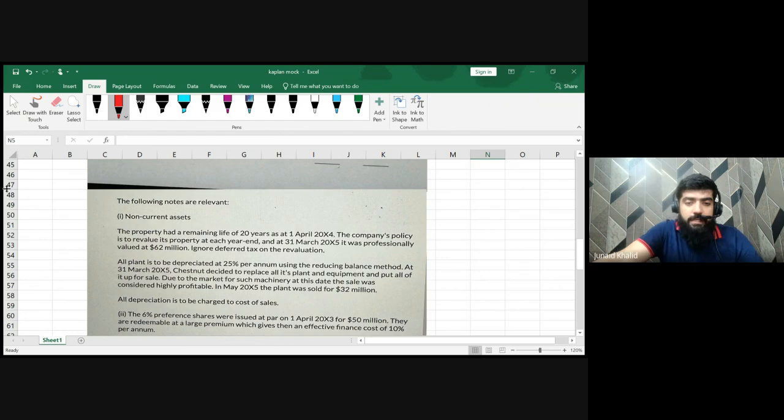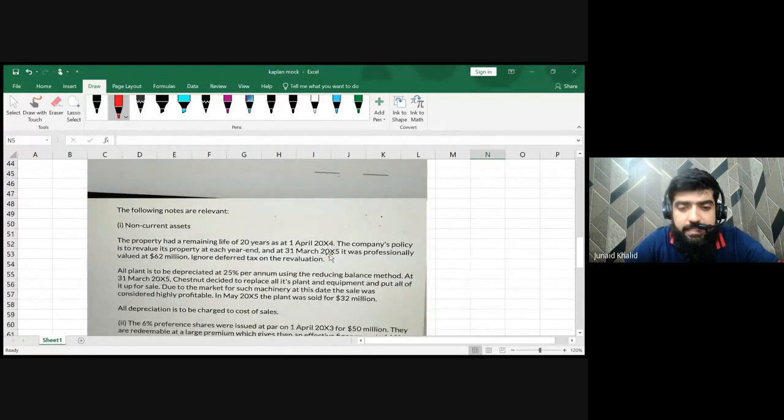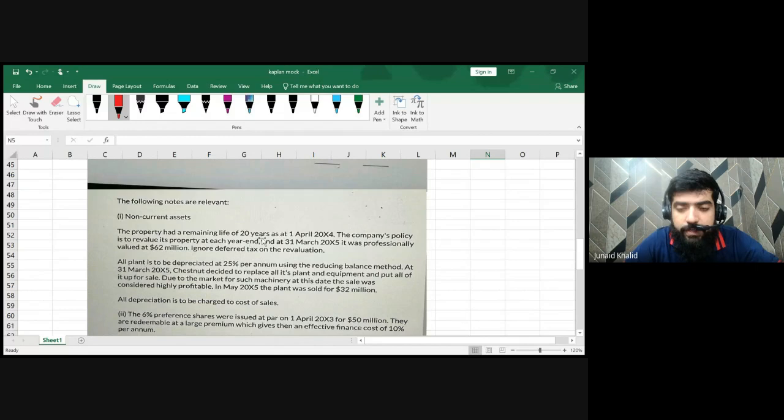Now the information that is given over here, that property had a remaining life of 20 years as at 1st April 2004. Remember, the accounting year ends on 31st March. So it states that the property had a remaining life of 20 years at 1st April 2004. The company's policy is to revalue its property at year end and at 31st March 2005, it means the property was professionally valued at $62 million.